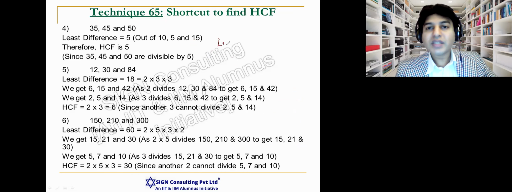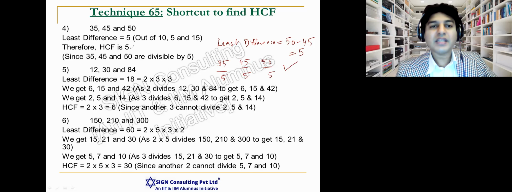So what I should do is take the least difference into consideration. So the least difference is 50 minus 45, which gives me 5. The least difference is 5. Now I have to check whether the numbers 35, 45 and 50 are divisible by 5. And the answer is yes, and hence my HCF is 5.